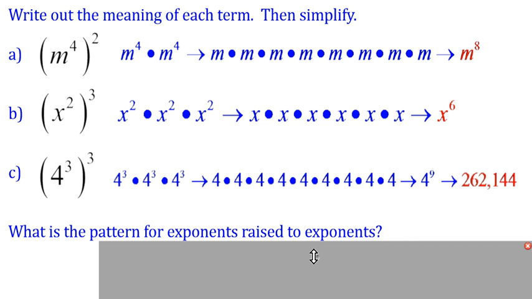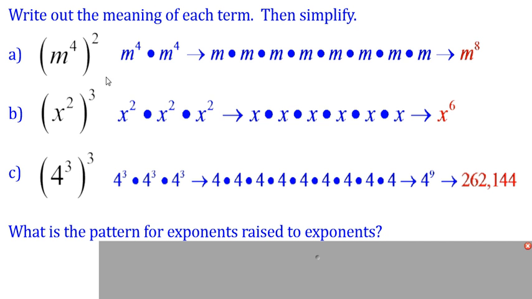So again, we want to see, is there a pattern for exponents raised to exponents? So we started off with m to the fourth to the second. We ended up with m to the eighth. x to the second to the third ended up as x to the sixth. 4 to the third ended up as 4 to the ninth, which has a value.